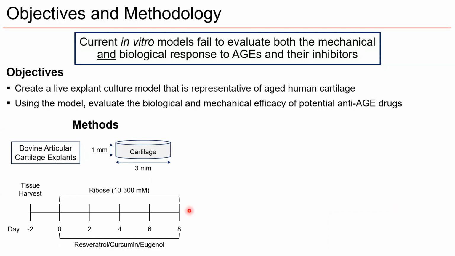We first cultured bovine articular cartilage explants for 8 days with varying concentrations of ribose sugar to determine the optimal dose at which AGE crosslinks form while maintaining cell viability. Using this ribose concentration, we co-administered explants one of 3 natural anti-aging drugs: Resveratrol, Curcumin, and Eugenol.